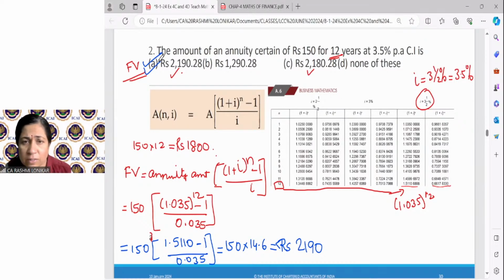Yes, Kritika, good. Anil, good. Amrita, I hope your doubt is cleared. Anjali, yes, very good, Anjali. Priyanka also got the answer.